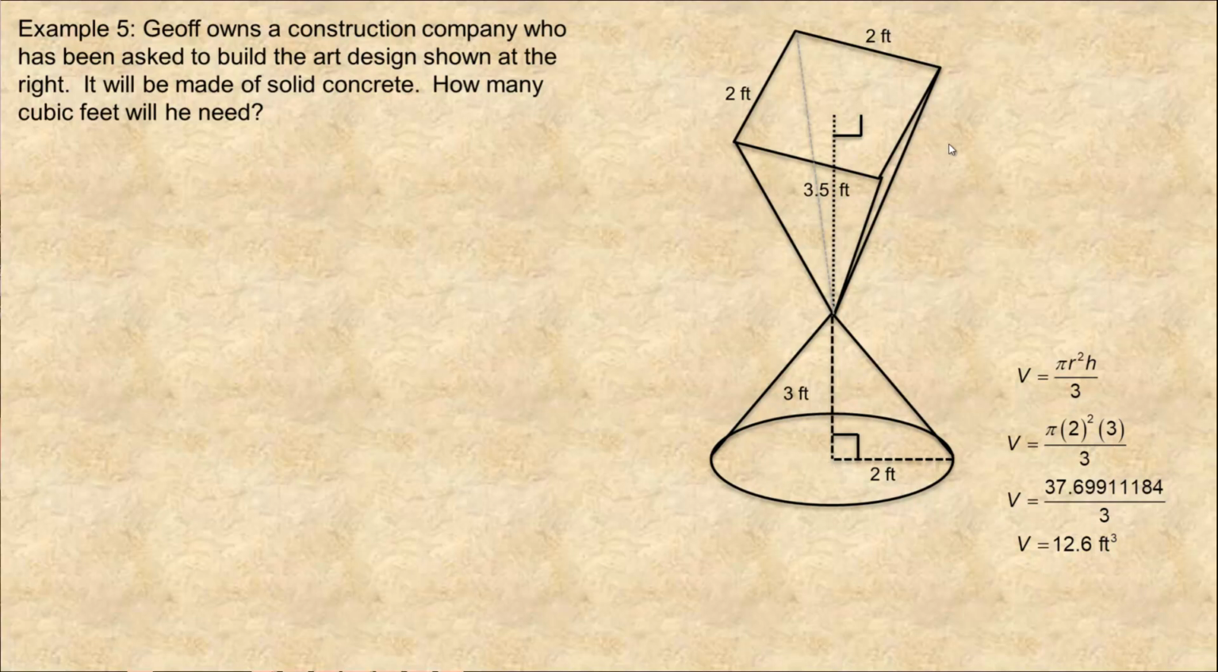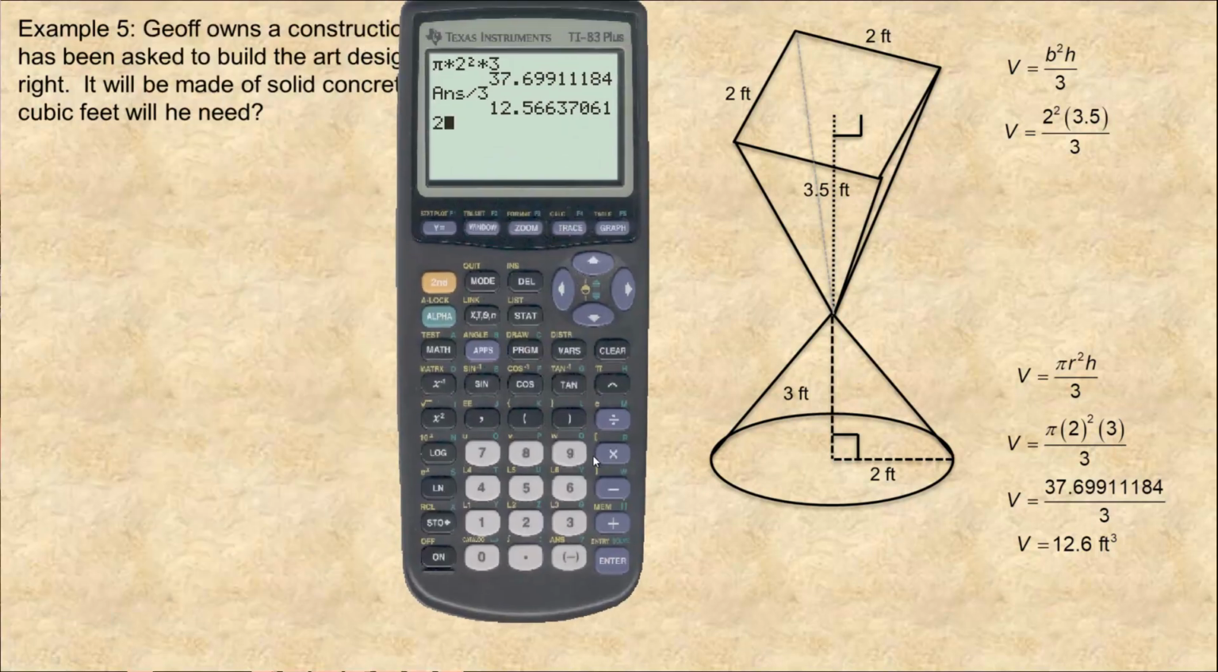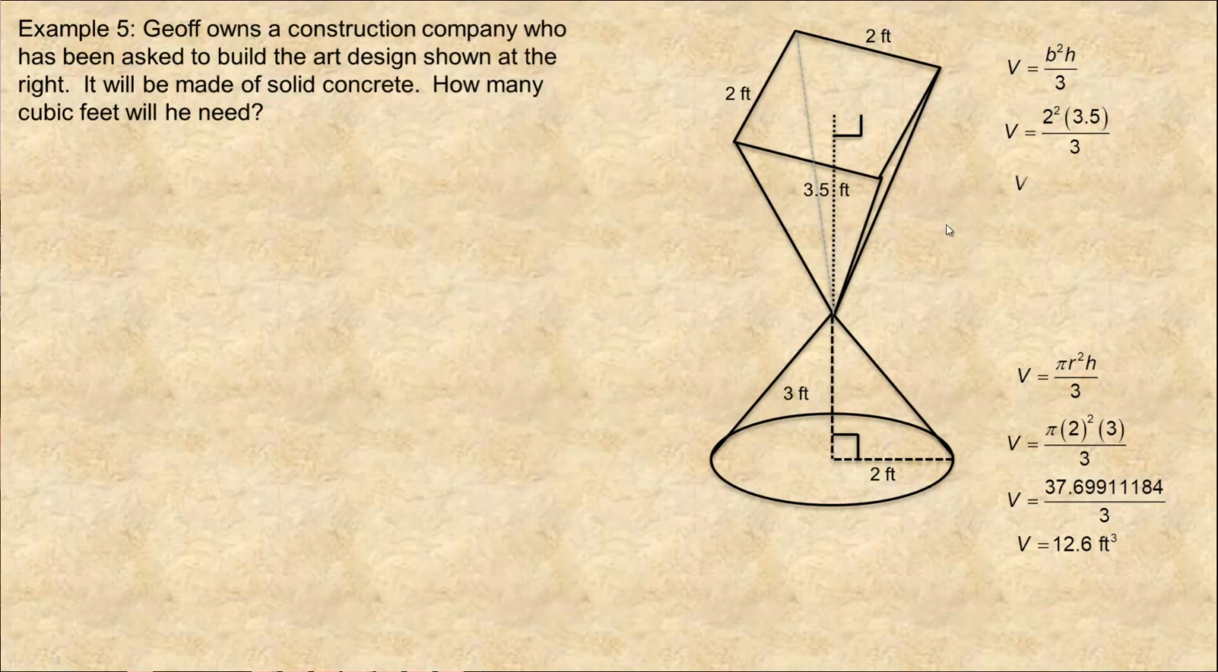So let's do the square base pyramid here on top next. So there's the volume for a square base pyramid. The B's are the dimensions of the base, the square base. So we're going to put 2 here, and 3.5 feet is the height, so we'll put it in place of h here. And so 2 squared times 3.5. So in the numerator we're going to have 14, and then we're going to divide that by 3. So 14 divided by 3 works out to be about 4.7. So 4.7 cubic feet for the square base pyramid on top.